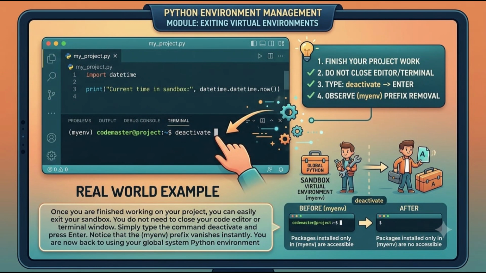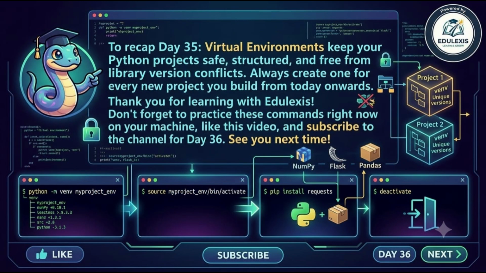Once you are finished working on your project, you can easily exit your sandbox. You do not need to close your code editor or terminal window. Simply type the command deactivate and press enter. Notice that the venv prefix vanishes instantly. You are now back to using your global system Python environment. To recap day 35, virtual environments keep your Python projects safe, structured, and free from library version conflicts. Always create one for every new project you build from today onwards.